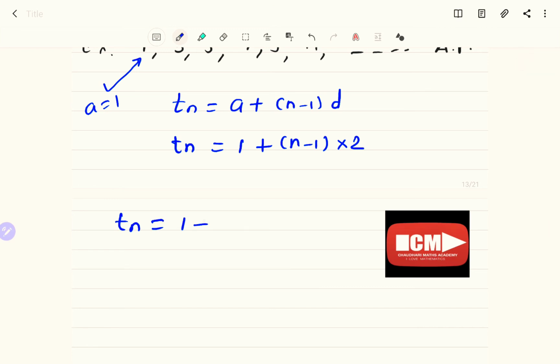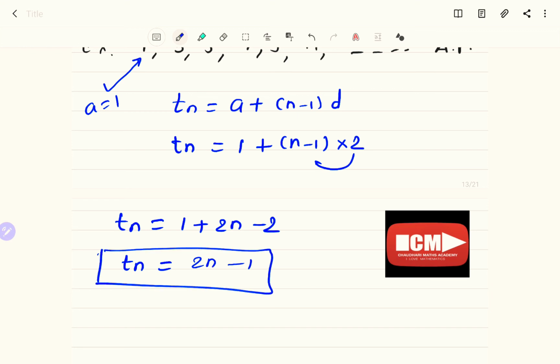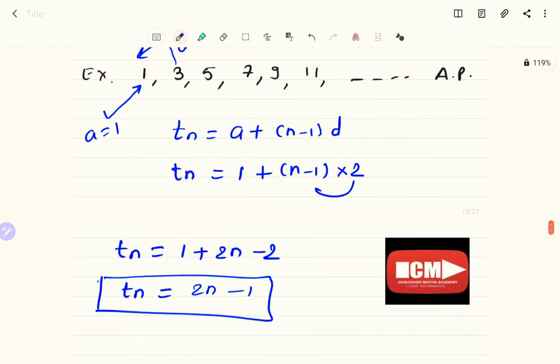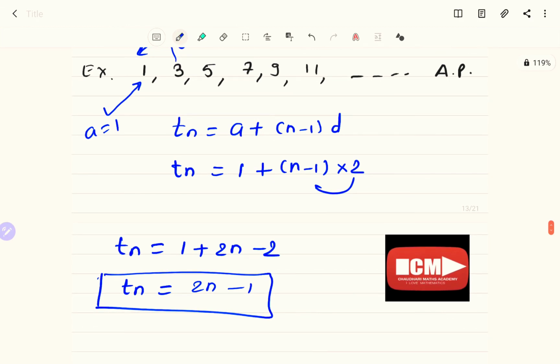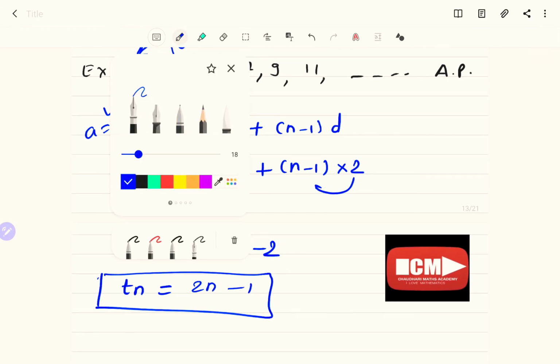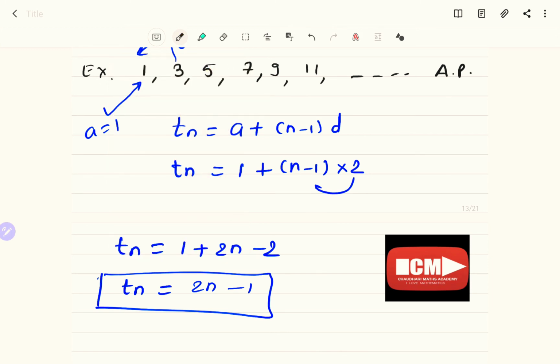So let's try to understand what is the significance of the nth term. I am multiplying 2 inside. This is 2n minus 2. So the final answer for Tn is 2n minus 1. Is it correct? Okay. Now let's try to understand what is the meaning of nth term. So once again I am repeating, nth term means not the last term.